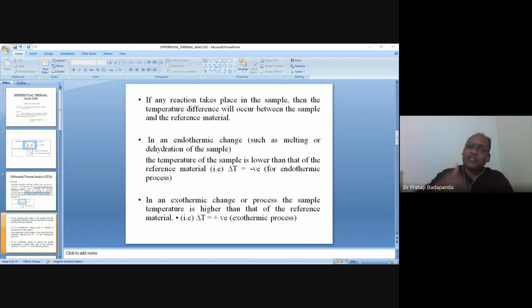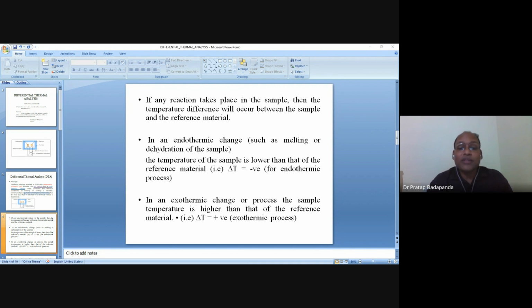After the calculation, if the amount of temperature provided to support the chemical reaction is more than the amount of temperature released, then it is an endothermic reaction. Otherwise, if the amount of temperature released is higher than the amount you are providing, that is exothermic. In that case, the temperature of the sample is lower than that of the reference material, so del T is negative, and it is an endothermic reaction.